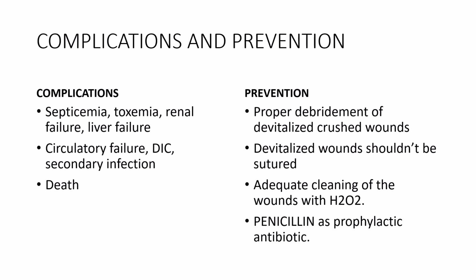What are the preventive methods we can do? We can do proper debridement of the devitalized crushed wounds, and the devitalized wounds should not be sutured. And then we have to do adequate cleaning of the wounds with hydrogen peroxide, and we have to give penicillin as a prophylactic antibiotic. Next, we'll be learning about diabetic foot and diabetic gangrene.